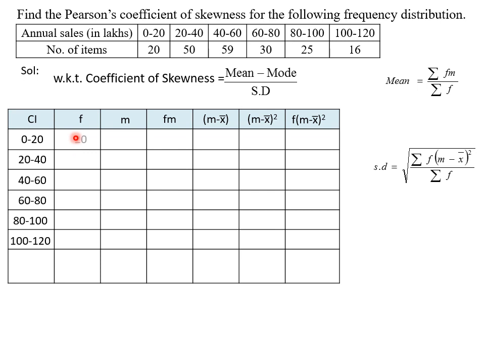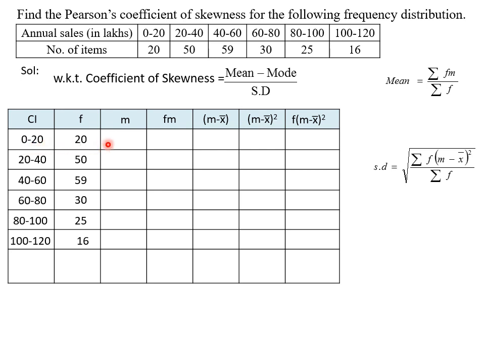Then write the respective frequencies one by one: 20, 50, 59, then 30, then 25, then 16. Yes. Next we have to find the value for m. How to find the value for m? It is nothing but adding the lower limit and upper limit of the given class interval, then dividing by 2, which gives what? Mid values.